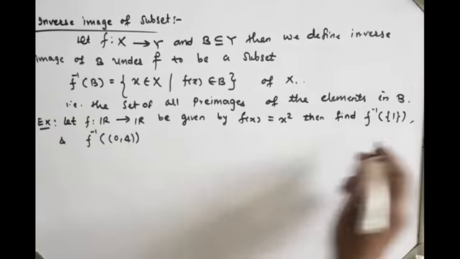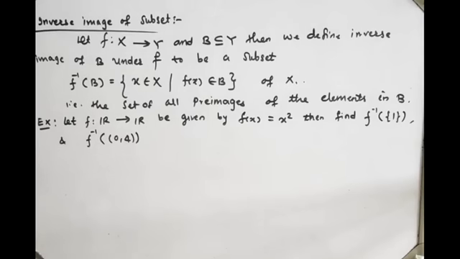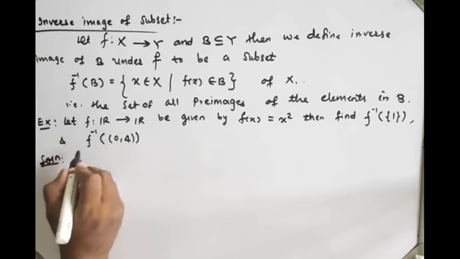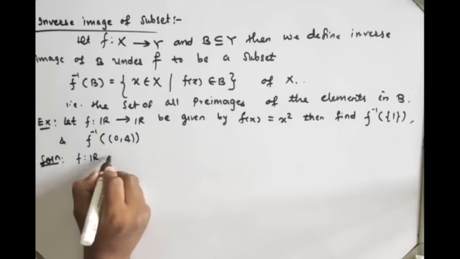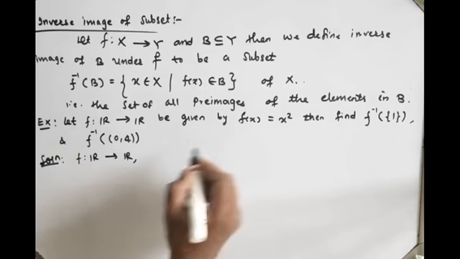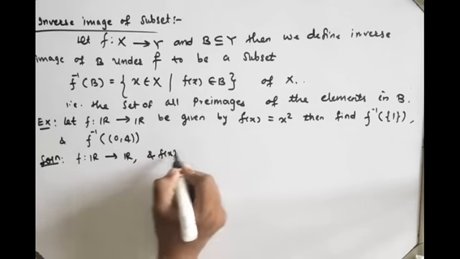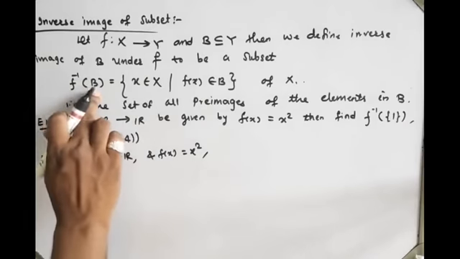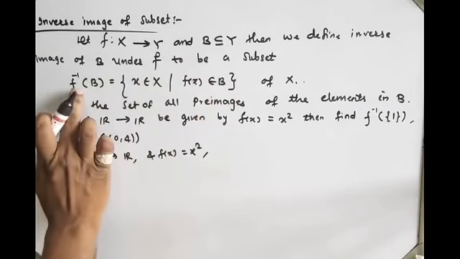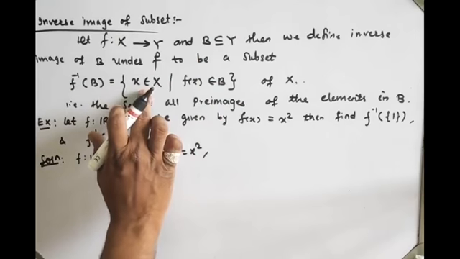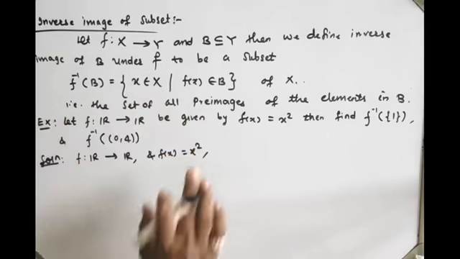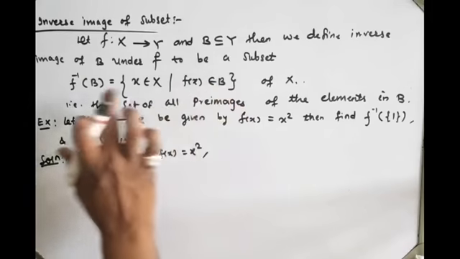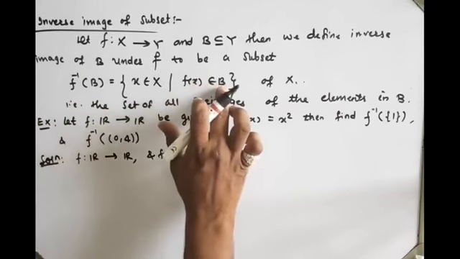So to find this solution, what is the definition? What we have given here is f from real numbers to real numbers, and our function is f of x is x square. So we have to find the inverse image of 1. The definition: B is a subset of Y, then f inverse of B is equal to the set of all those points x belongs to X such that f of x belongs to B.